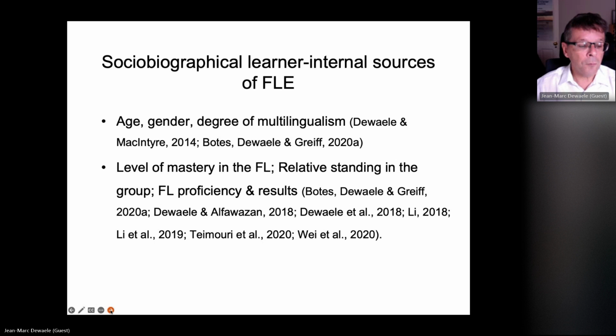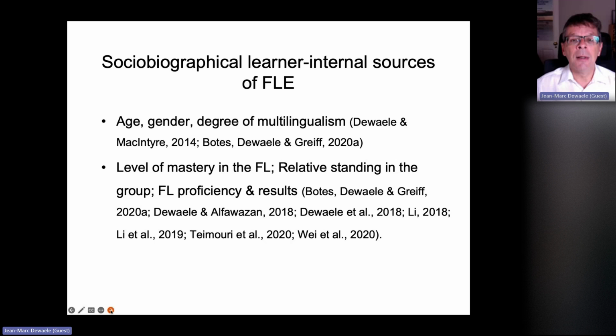And then, of course, we looked at social biographical sources of foreign language enjoyment. We discovered that older learners, female learners, highly multilingual learners were typically reporting more enjoyment. Also, as I showed you the graph, more advanced learners, also people who felt that they were above average in their class, that they had a high level of proficiency, had good results for the latest tests and exams, they also reported more enjoyment.